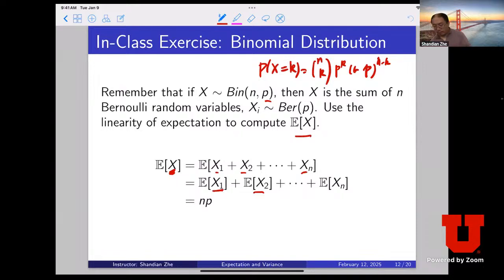Every single Bernoulli variable has expectation p, as we derived a moment ago. We add together n such Bernoulli random variables, so the expectation is np. This is exactly the same as what you get using the standard definition to compute the expectation of x.